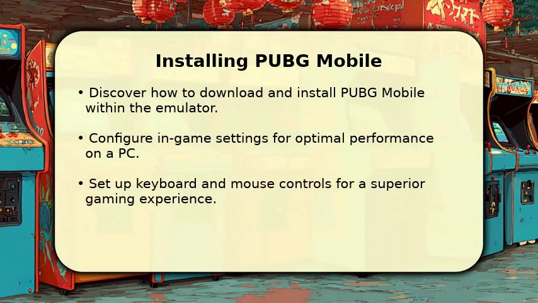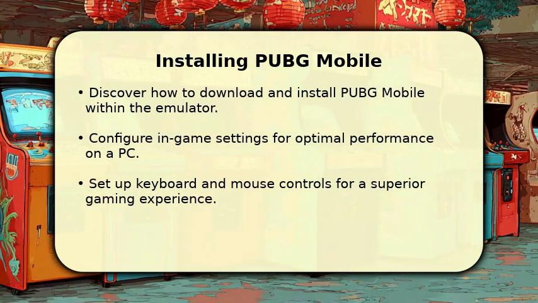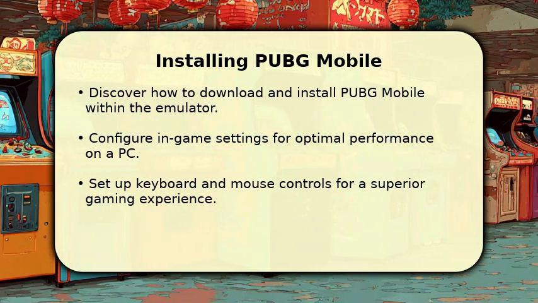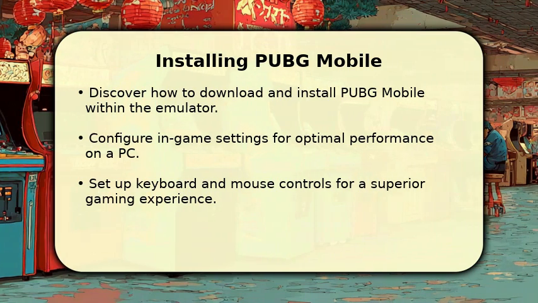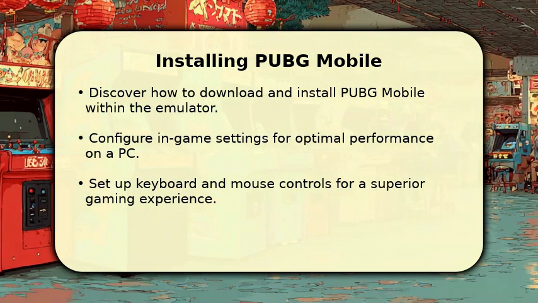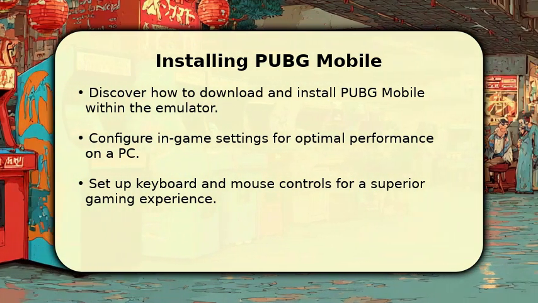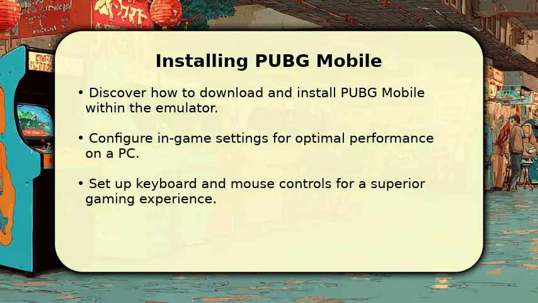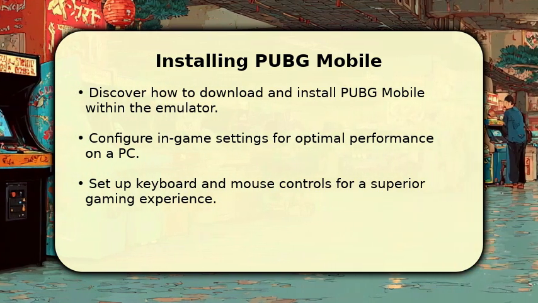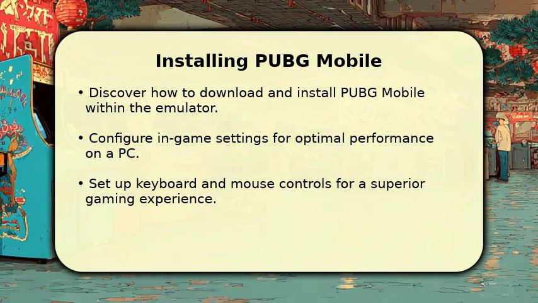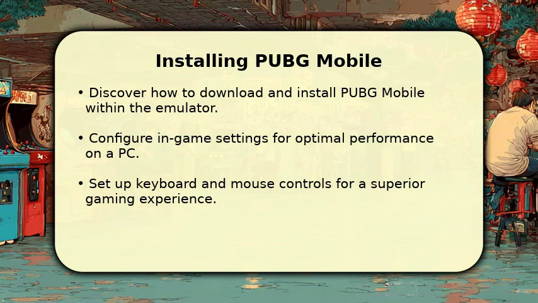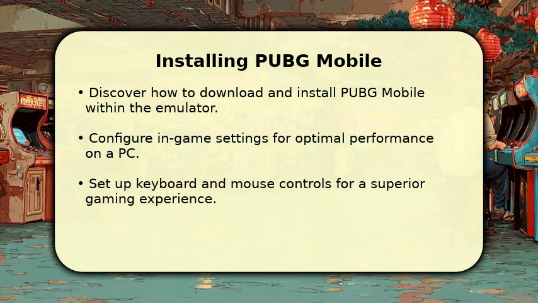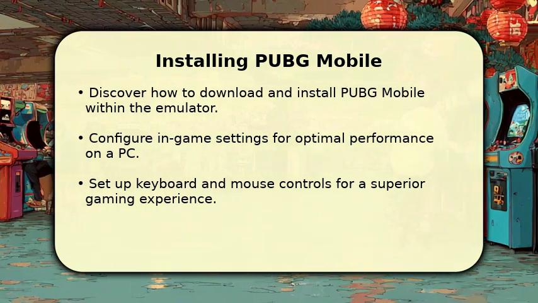With your emulator installed, the next step is to get PUBG Mobile running. Open the emulator and navigate to its app store, typically the Google Play Store. Search for PUBG Mobile and click Install. Once downloaded, launch the game. The emulator usually provides default key mappings for keyboard and mouse, but you can customize these to your preference. Adjust in-game graphics settings to balance visual quality and frame rate, aiming for 60 frames per second for competitive play.